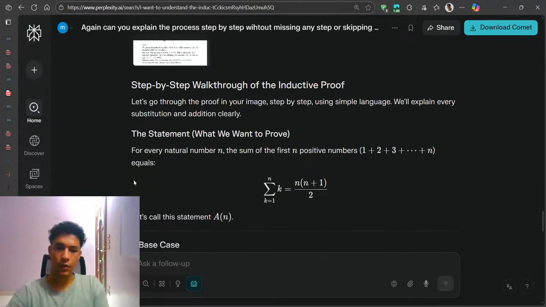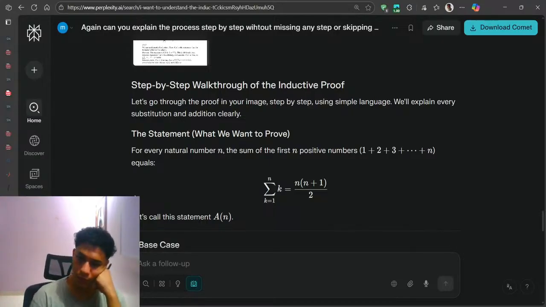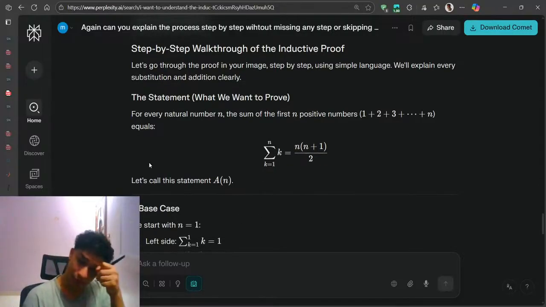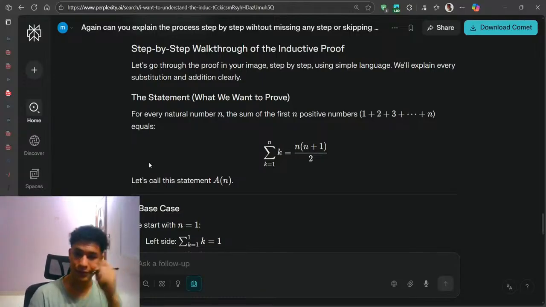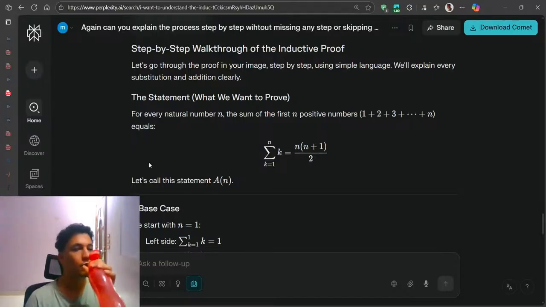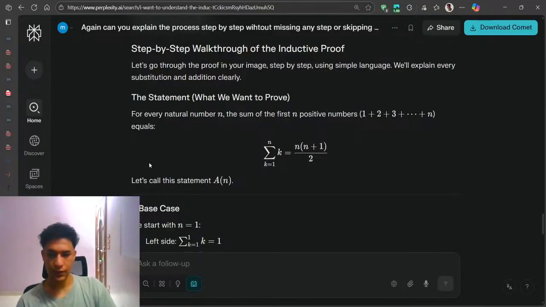The statement: what we want to prove is that for every natural number n, the sum of the n positive numbers, 1 plus 2 plus 3, so the sum of adding them all is gonna be equal to this. Okay, let's call the statement A of n, which means that the sum of the first n positive numbers is gonna be in this equation. Alright, sounds great.